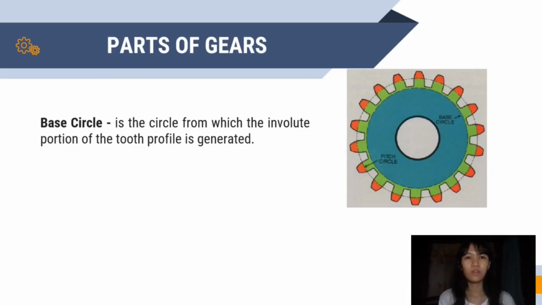The involute profile is the path traced by a point on a line as the line rolls without slipping on the circumference of a circle. It may also be defined as a path traced by the end of a string which is originally wrapped on a circle when the string is unwrapped from the circle.